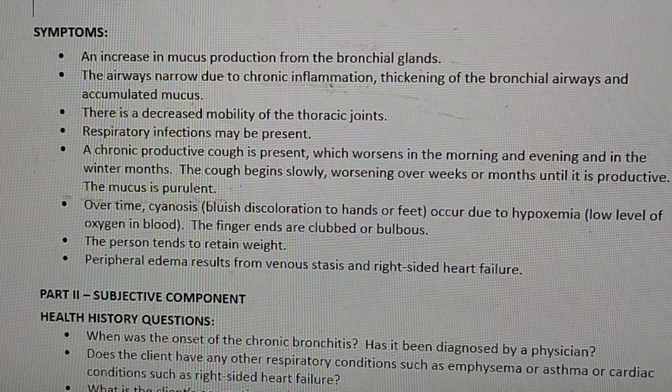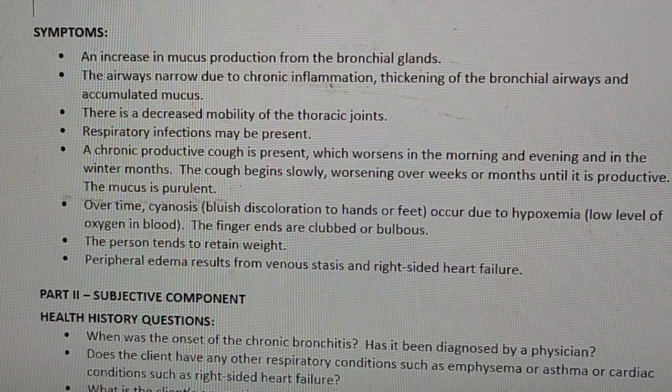Over time, cyanosis, which is bluish discoloration of the hands or feet, occurs due to hypoxemia, which is a low level of oxygen in the blood. The finger ends are clubbed or bulbous. There is an abnormality at the finger ends. The person also tends to retain weight.